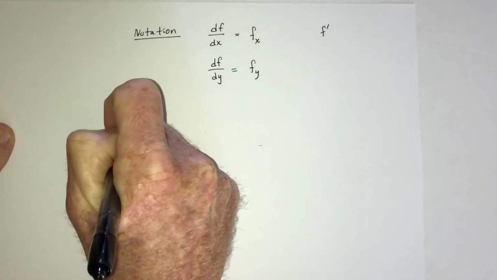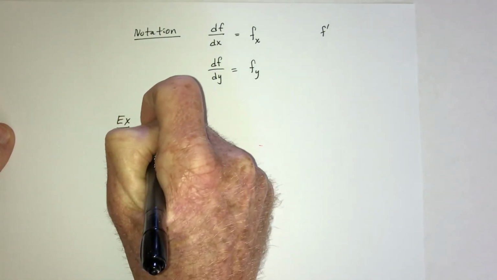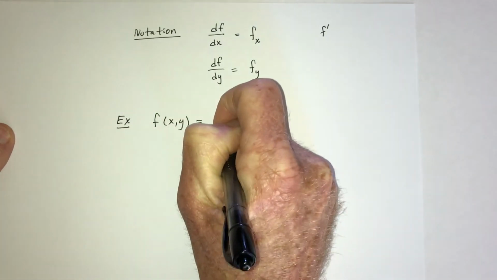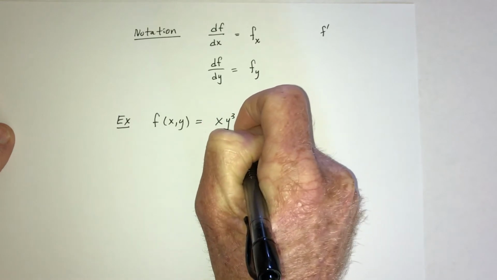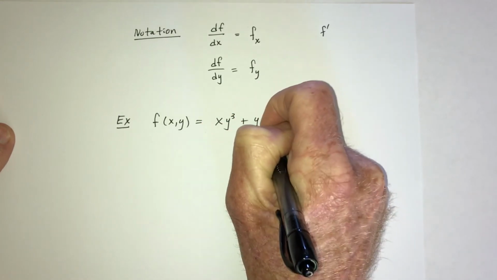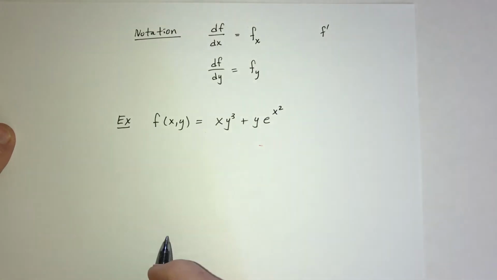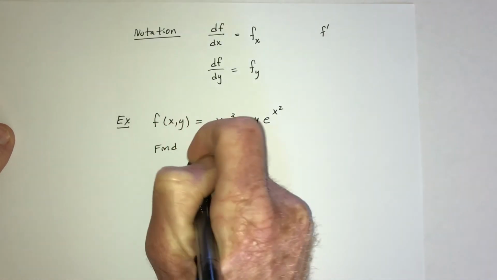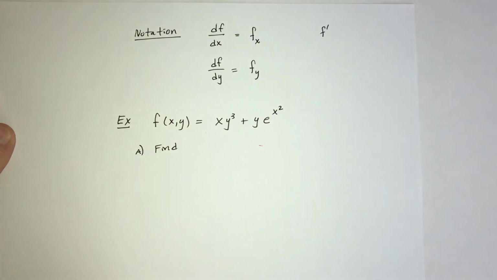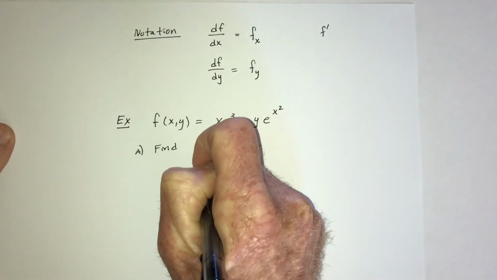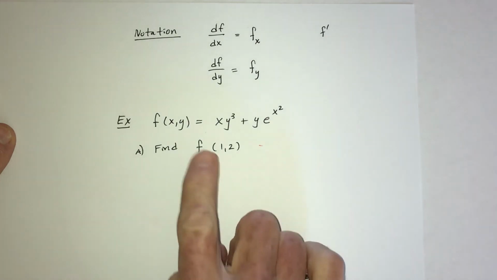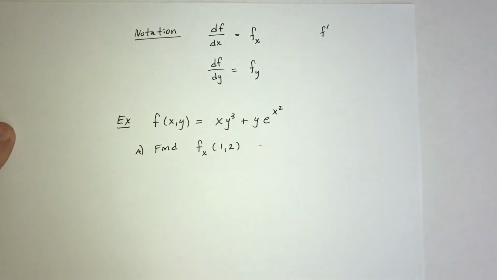For the next example, let's say the function of x and y is equal to xy cubed plus y e to the x squared. And then there's going to be two derivatives, so we need two parts. Part A, find the derivative with respect to x at the point 1, comma 2. And then we'll do it with respect to y.